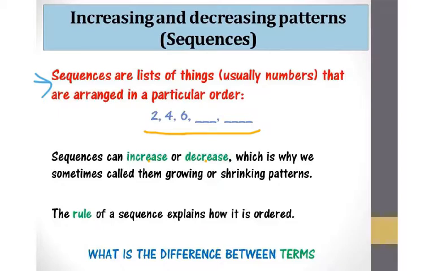So 2, 4, 6. So what is the difference between the terms? Okay, and the terms here are 2, 4, and 6. We know that the sequence is increasing, so it's a growing pattern. So the rule of a sequence is to explain how it is ordered. So we need to figure out what the rule is. What is the difference between the terms?